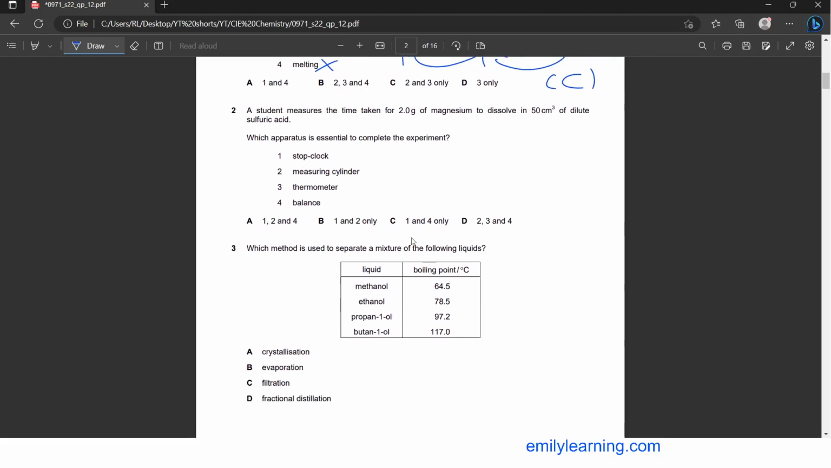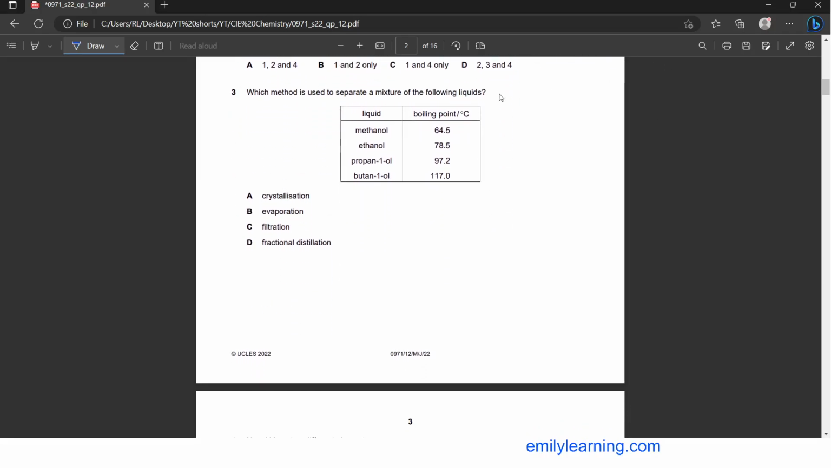Question 2. A student measures the time taken for 2 grams of magnesium to dissolve in 50 cm³ of sulfuric acid. Okay, and we need to find the time. So what apparatus is essential to complete the experiment? Because we want to find the time, we need the stop clock. We need to measure 2 grams of magnesium, which is mass, so we use a balance. We need to measure 50 cm³ of sulfuric acid, which is volume, so we use a measuring cylinder. So we need 1, 2, and 4. We do not need a thermometer because we are not interested in the temperature. So 1, 2, and 4, so the answer is A.